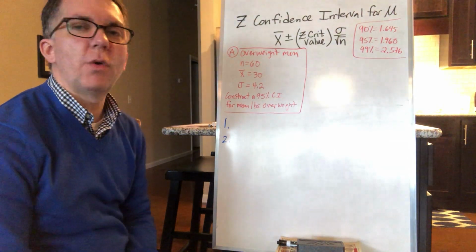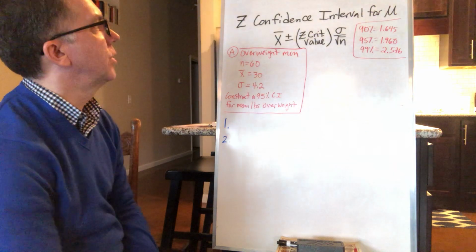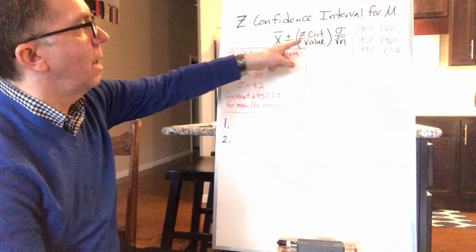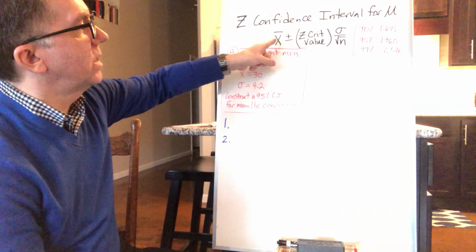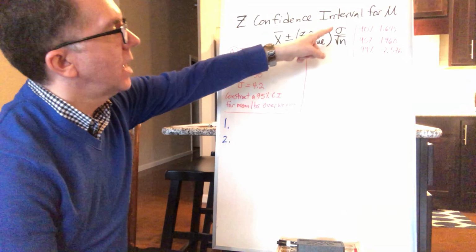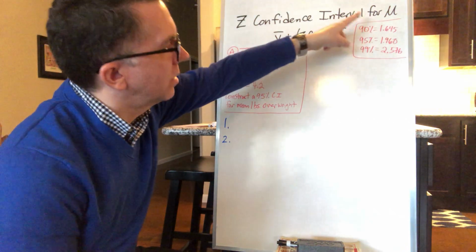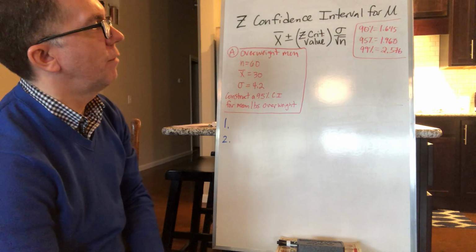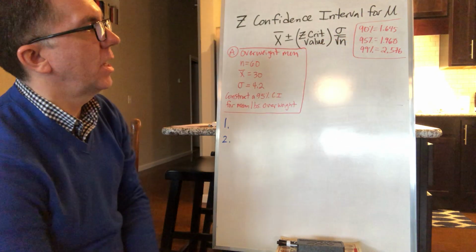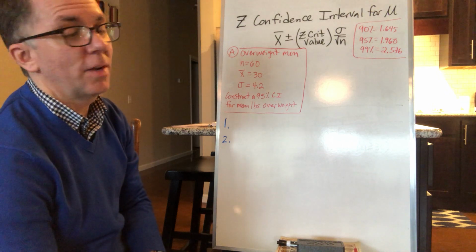Okay, we are going to do our first confidence interval problem. So this is the Z confidence interval for mu. And I put the formula up here. Its formula is x bar plus or minus the Z critical value times sigma over radical n. Then I gave you those values for the important confidence levels, the Z critical values. So for 90% it's 1.645, for 95% it's 1.960, and for 99% it's 2.576.